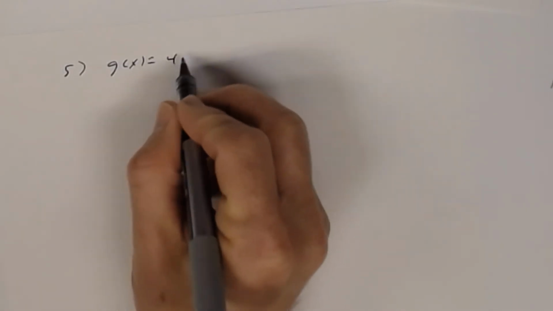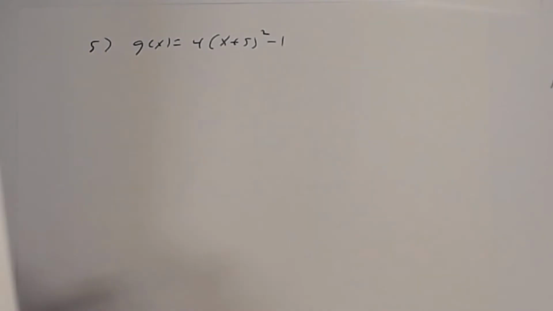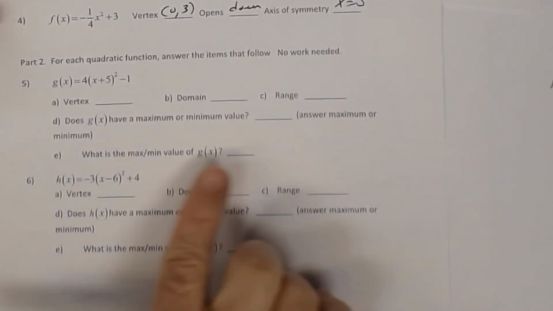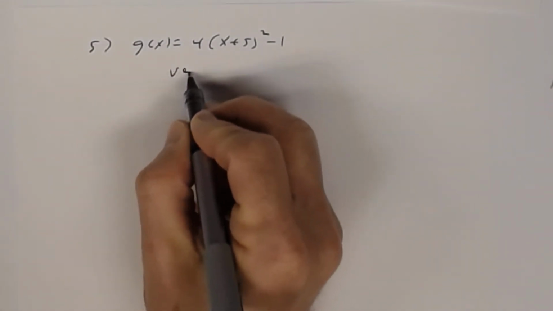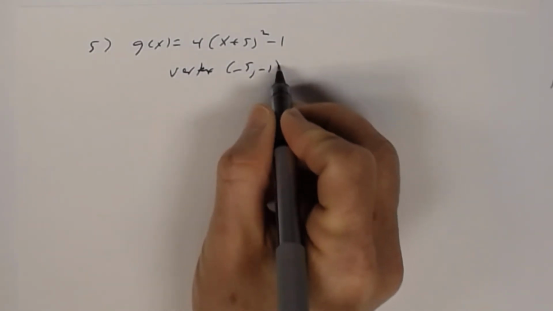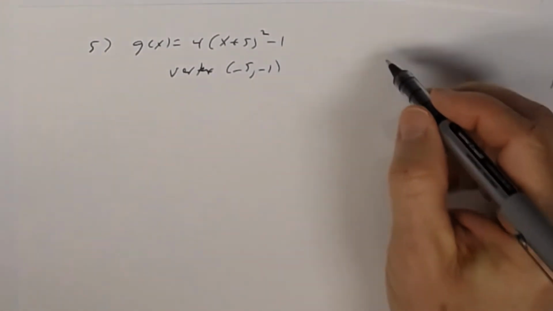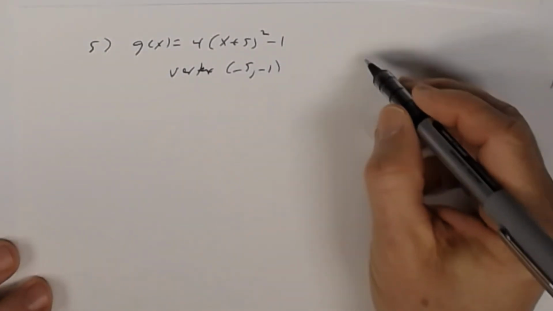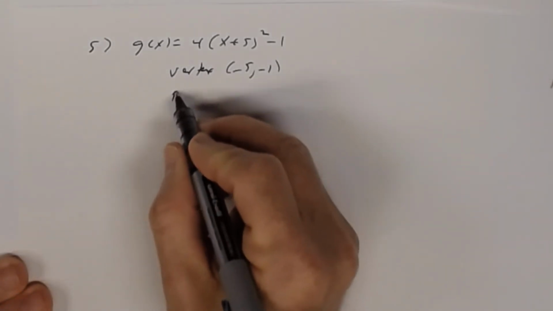So number 5, we have g of x is equal to 4 times x plus 5 squared minus 1. And you're asked to find the vertex, domain, range, and some other information. Okay, so the vertex you know how to do. So the vertex is, in this case, negative 5, negative 1. That's a vertex. And remember, this is a quadratic function. And it's also a polynomial function. For one thing, you all know that the domain of a polynomial function is all real numbers.